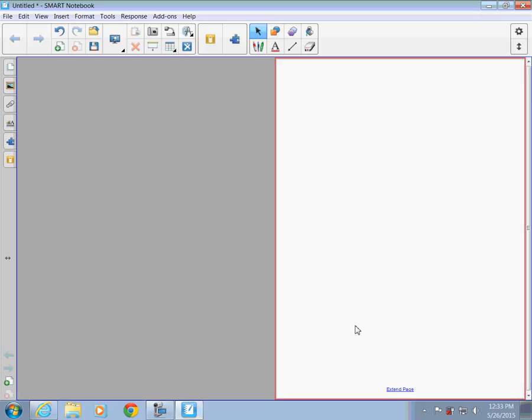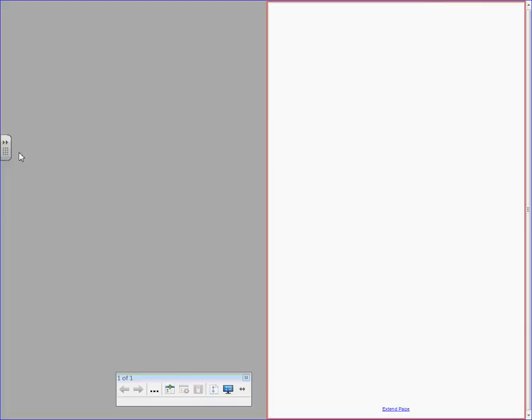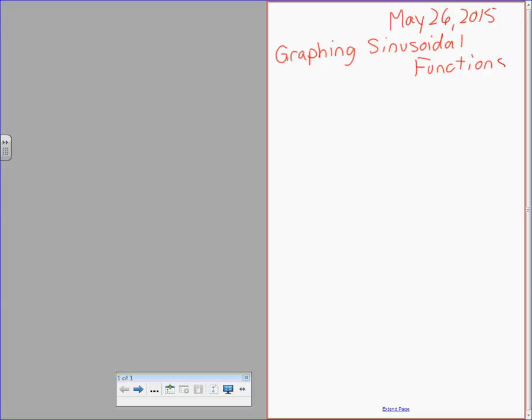Here we go. My goal for today is to get through 2 of these today. That's the goal. So let's do it. Today is May the 26th, 2015. Graphing sinusoidal functions. There actually is no note today. Today we're just doing 2 examples. Here we go, example 1.